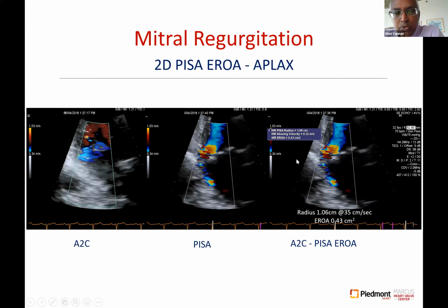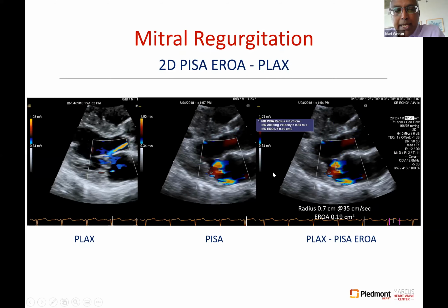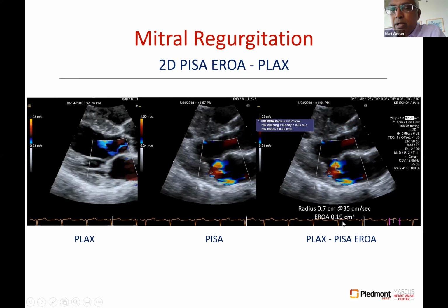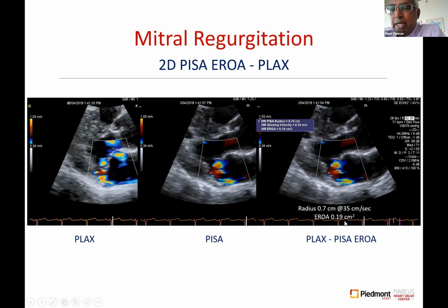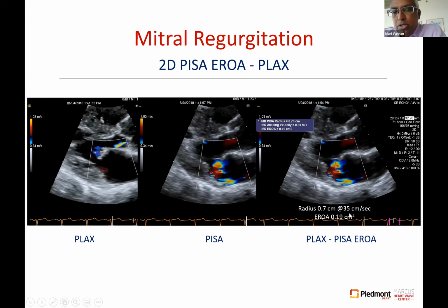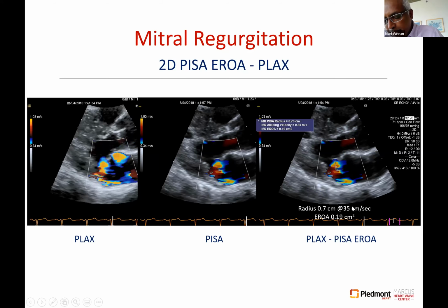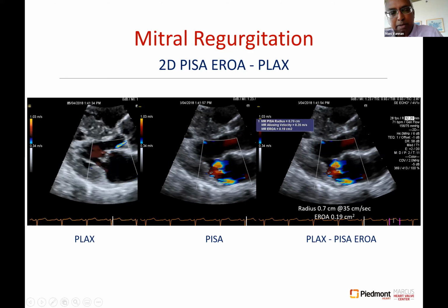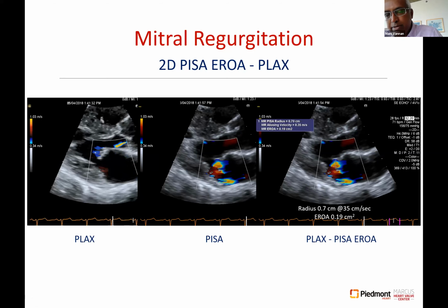Parasternal long axis view, again, not a conventional view on which you would do a PISA EROA, but the anatomy here and the eccentric jet allow us to do that. And the calculated EROA in this case is 0.20 centimeters squared, let us say, consistent with mild or mild to moderate MR. So the question based on PISA EROA here is, is it mild to moderate or is it severe? There is no suggestion of moderate MR here, at least based on this limited examination by transthoracic echo.